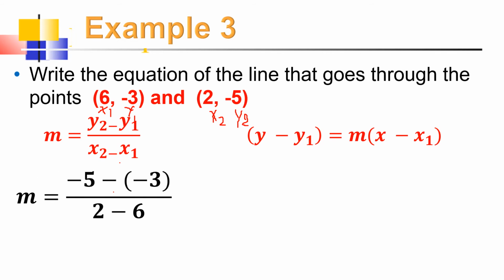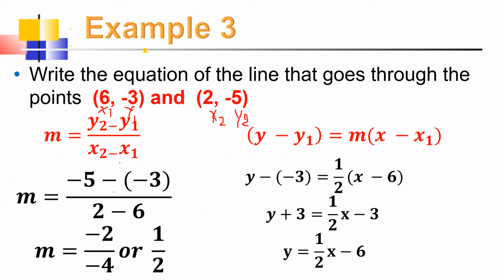Palitan mo lang lahat yan. So, m is equal to negative 5 minus negative 3 all over 2 minus 6. Simplify natin. Negative 5 minus negative 3 will give you negative 2 all over 2 minus 6 will give you negative 4. Or, simplify natin, 1 half siya. Yan yun yung slope mo. So, gamitin natin naman yung point-slope formula para makuha na natin yung equation of the line. So, we have y minus negative 3 is equal to 1 half quantity x minus 6.